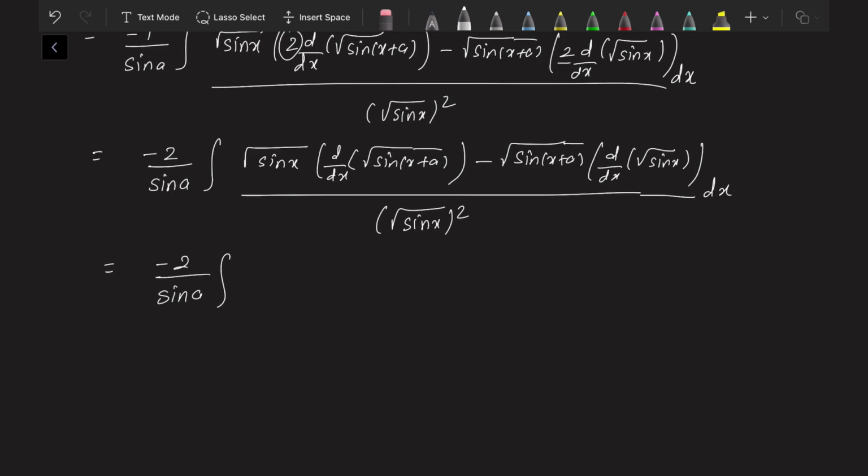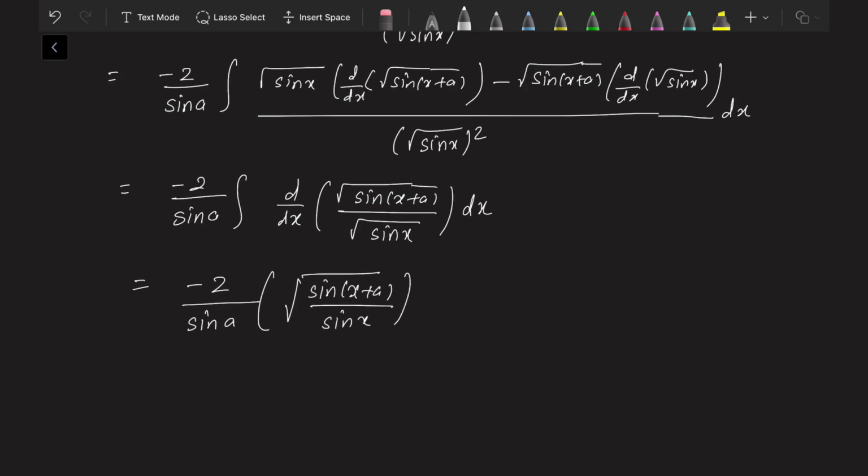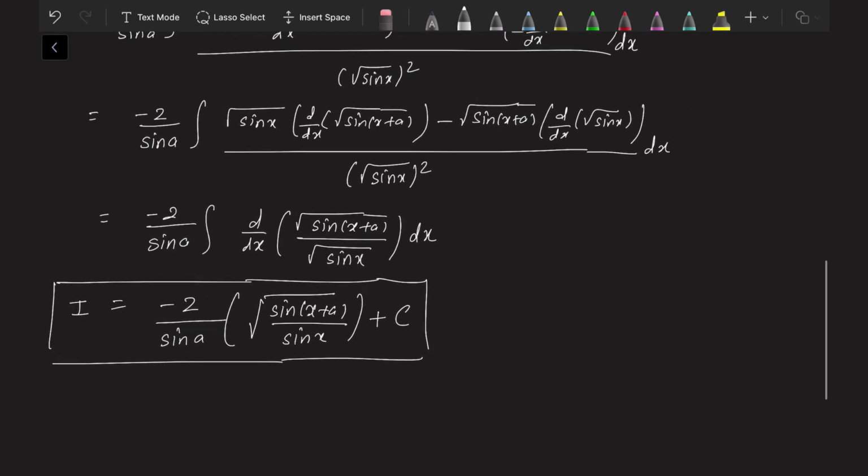So now we have negative 2 upon sine, and this whole pattern can be condensed into what? It can be d by dx of u upon v. So what was u? It was played by root of sine x plus a, and what was v? It was played by root of sine x. So now what we have is an integration of a derivative, hence the final answer will be whichever function the derivative was taken of. So the final answer would be square root of sine x plus a upon sine x, and don't forget to add the plus constant c. So this is the value of the integration I that we were trying to solve.